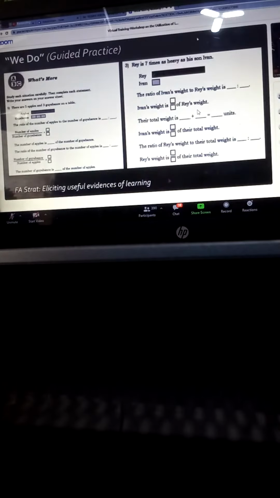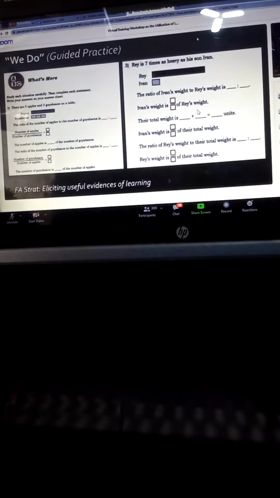So this is the I do stage. How about the we do stage, guided practice? Remember, when it's we do, it's guided. The teacher still assists, but that's in the classroom, the physical classroom. But what if it's purely modular? Is it still possible to have guided practice, to still have the we do stage?